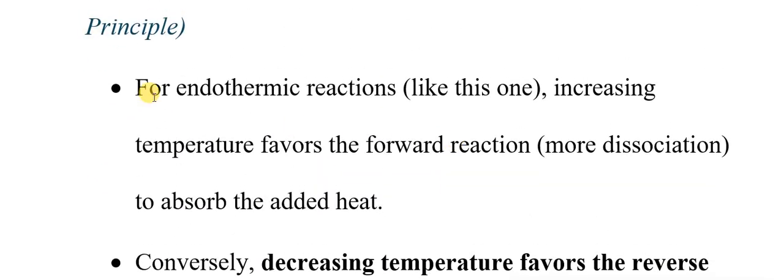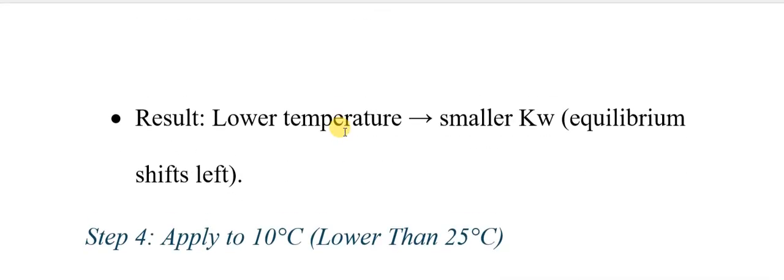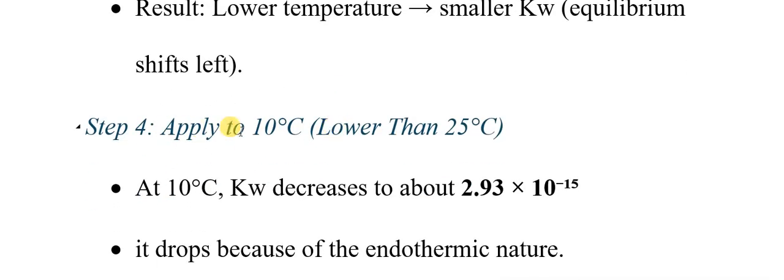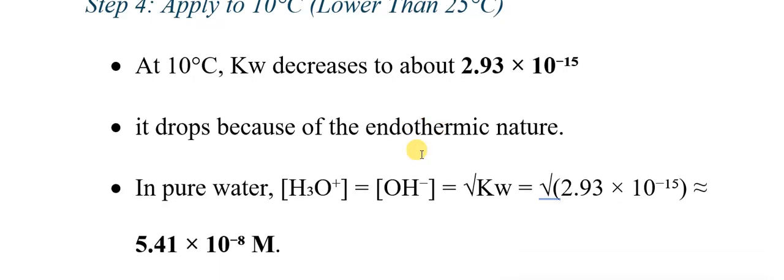For an endothermic process, increasing the temperature favors the forward reaction, and conversely, decreasing the temperature favors the reverse reaction. And we know that 10 Celsius is a lower temperature than 25 Celsius. It means at 10 degrees Celsius the ionization constant of water decreases to about 2.93 multiplied by 10 to the power minus 15. It drops because of the endothermic nature.